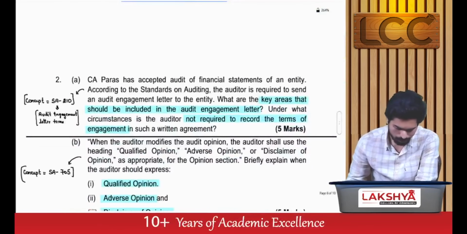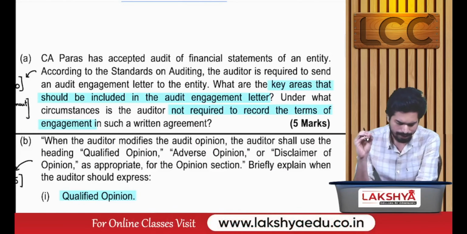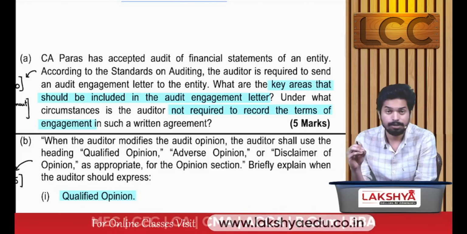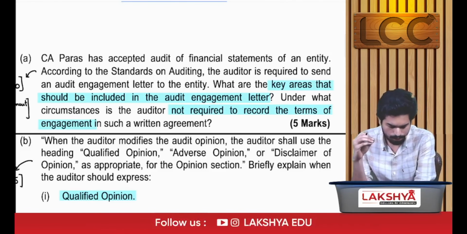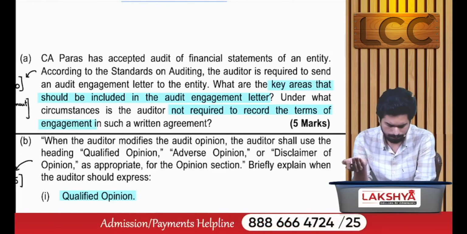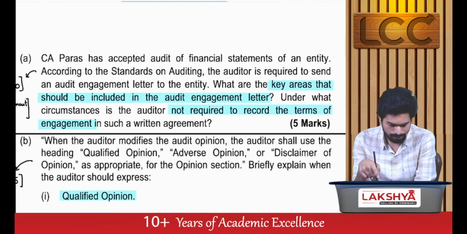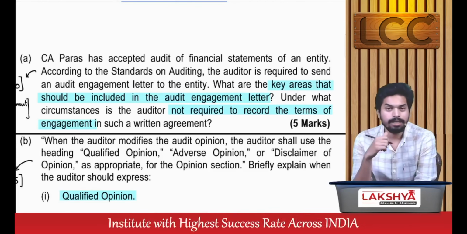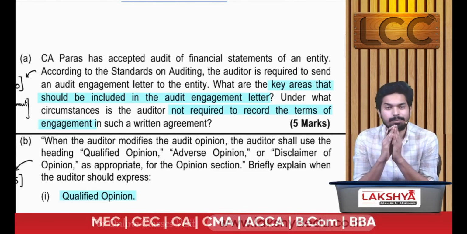Next, question number 2A. Very simple question. CA Paras has accepted audit of financial statements of an entity. According to the standards on auditing, the auditor is required to send an audit engagement letter to the entity. Fine, we know this already. What are the key areas that should be included in the audit engagement letter? Nothing but the contents of the audit engagement letter. As per SA 210, what are the contents of the audit engagement letter?